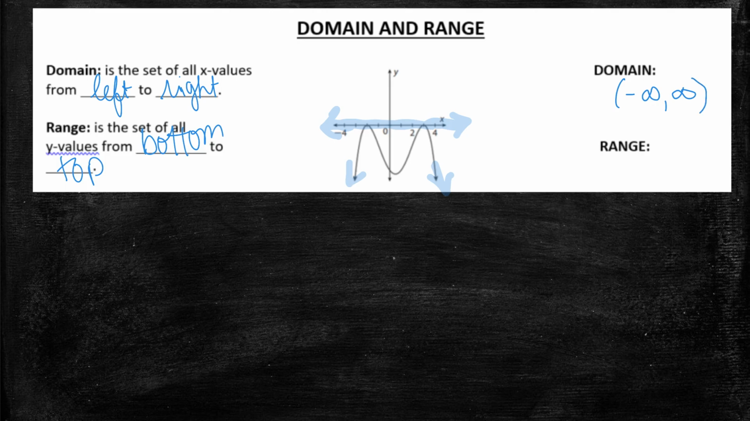Okay, let's look at the range. The range is at the bottom. Well, the bottom is going on forever. So on the y-axis, I'm going to show that this is going on forever. And notice that it stops right here where y is equal to 0. So the least value is 0. No, I'm sorry. Let me go back and erase that. The least value is actually negative infinity, and that's going to be a parenthesis. And then the highest value is 0, and that's going to be a bracket since it is bounded at that point.